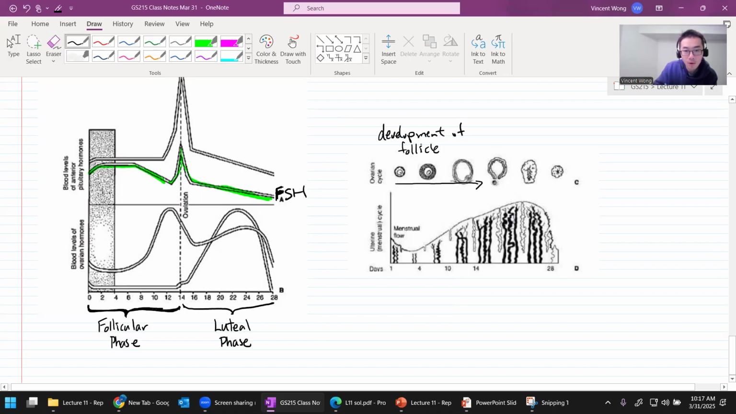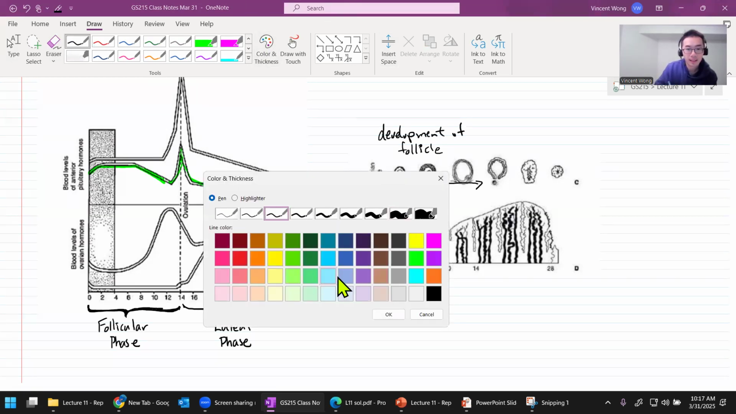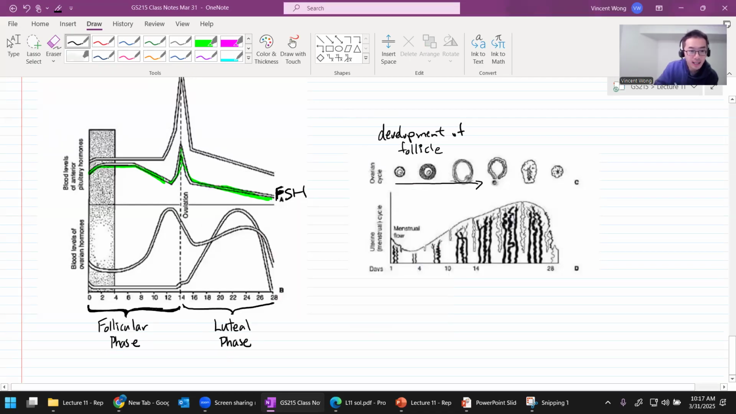And what hormone comes out as the follicle is developing? Well, if you have been paying attention, you would know it is the estrogen. So look, this is the estrogen line. It goes up. It goes up. Okay. So increase FSH leads to increase in estrogen.